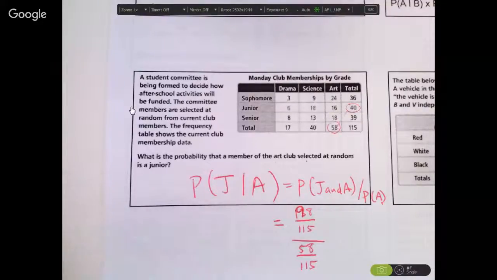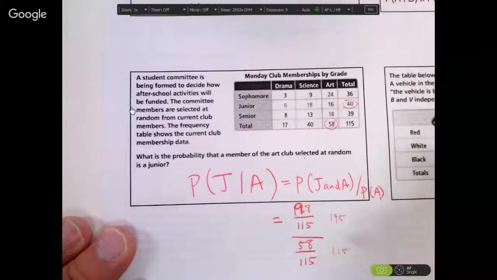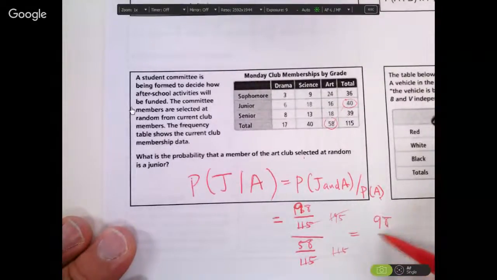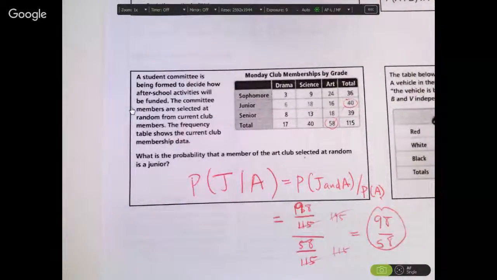What's really helpful is that the denominator of both fractions is 115. So I could multiply this by 115 over 115, which is times 1. And that's going to make this cancel and that cancel. So this equals 98 over 58. Why do we not write that down? And then this is what you need to write down. I messed this up. There's over 100% chance.